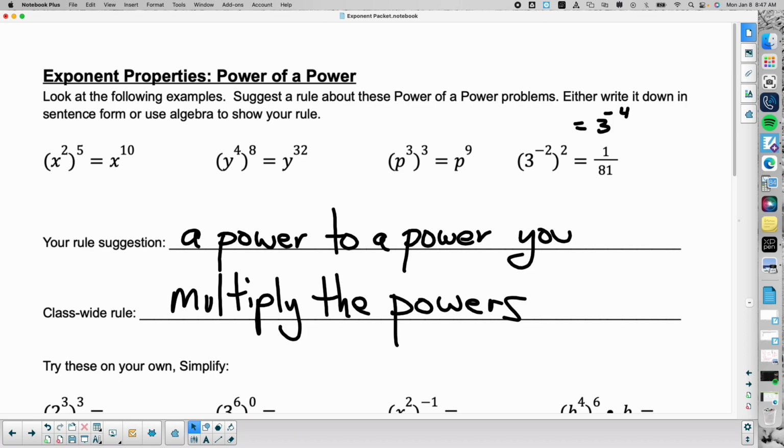Now, the big question is, how is this different than the ones we just did? Because that's where most people are going to get confused when we go to do problems and all the different properties are put together.